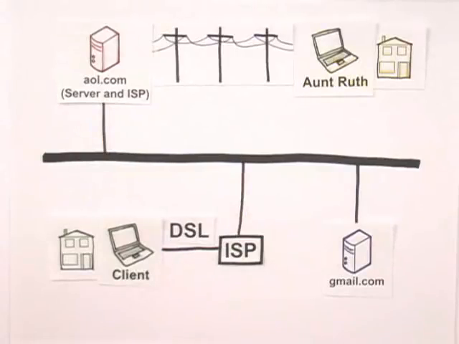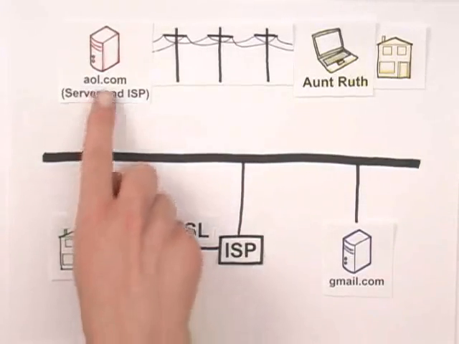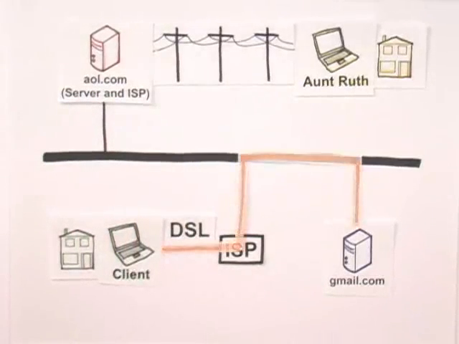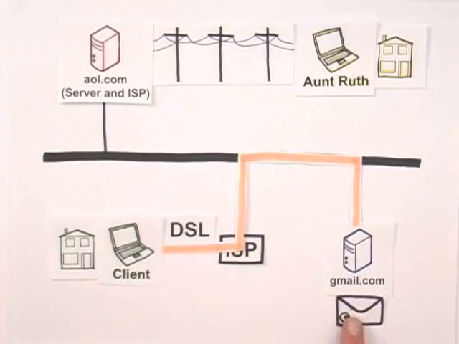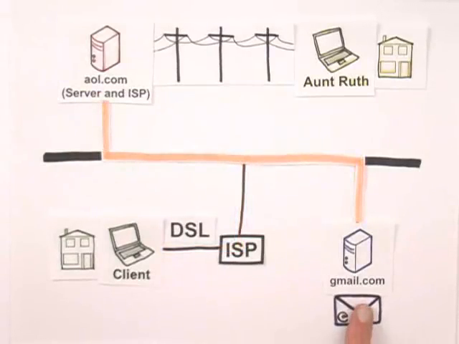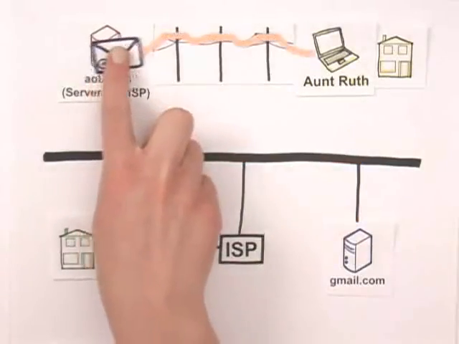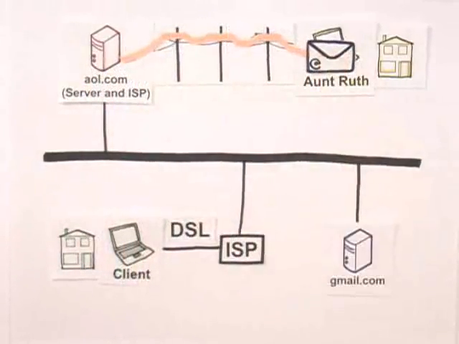Now let's say that I want to send an email to Aunt Ruth. Aunt Ruth has AOL dial-up from home, and I've got a Gmail account. I log on to gmail.com and compose a message to Aunt Ruth's email address, auntruth@aol.com. Once I click send, gmail.com sends the email to AOL.com. The next day, Aunt Ruth dials into AOL servers and retrieves the email.